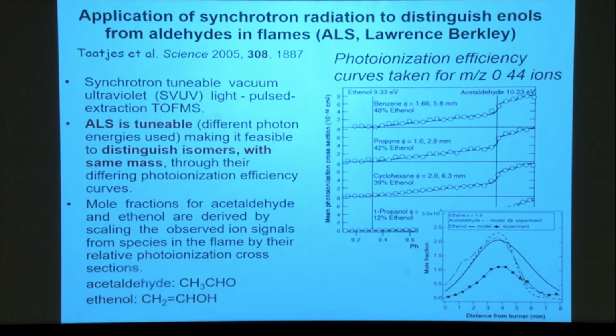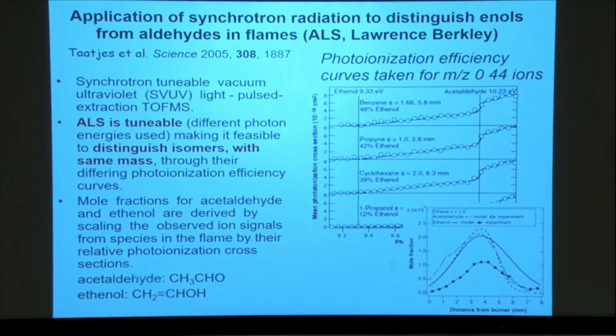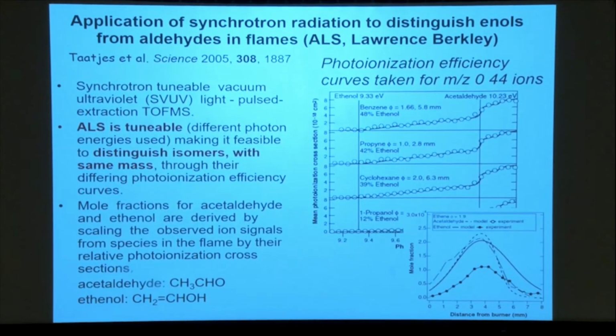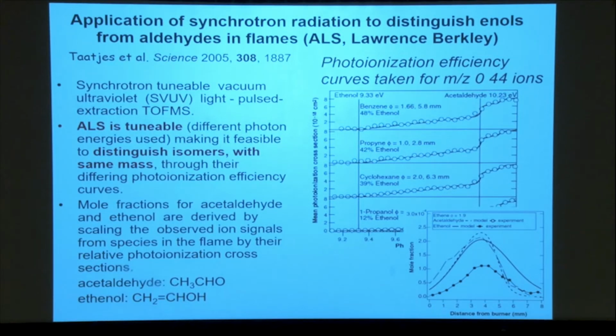So coming to this issue of isotopes, this is a more recent example of how we might use advanced light sources to distinguish isotopes. So in the synchrotron, we've got a tunable light source, so we can tune it to different photon energies. And because of the different photoionization efficiency curves for even species with the same mass, we can distinguish between isomers with the same mass. And so this was actually, I think, a Science paper.